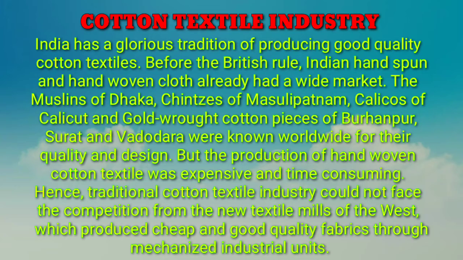Surat and Vadodara were known worldwide for their quality and design, but the production of hand-woven cotton textile was expensive and time-consuming. Hence, the traditional cotton textile industry could not face the competition from the new textile mills of the West, which produced cheap and good quality fabrics through mechanized industrial units.